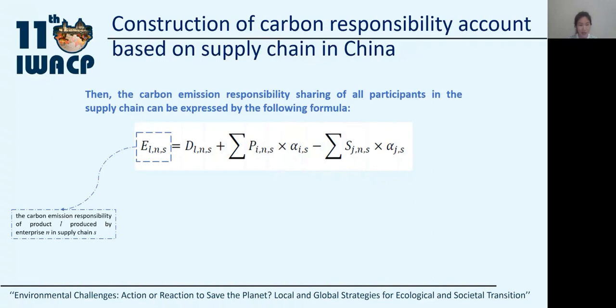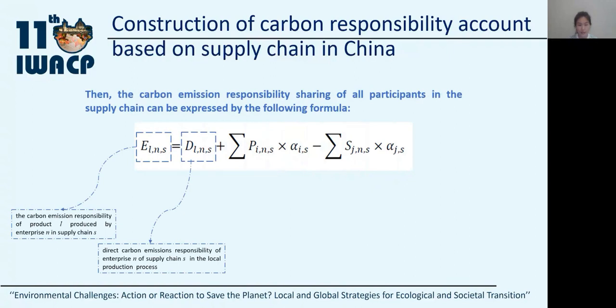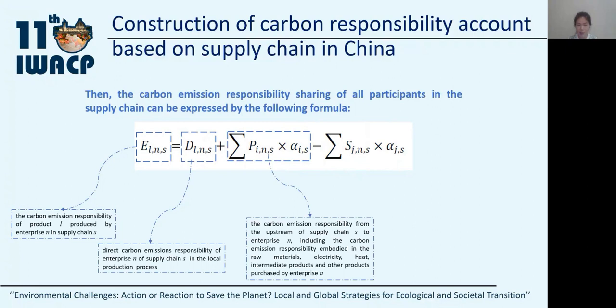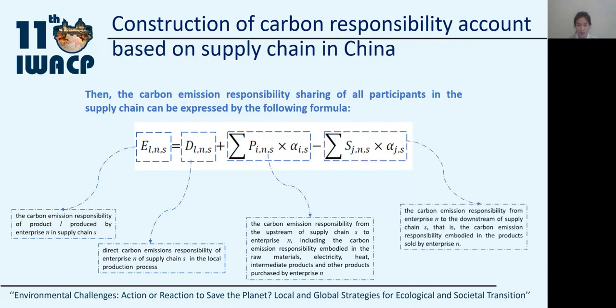That is, the carbon emission responsibility of product L produced by enterprise N in supply chain S is the direct carbon emissions responsibility of enterprise N of supply chain S in the local production process, plus the carbon emission responsibility from the upstream of supply chain S to enterprise N, including the carbon emission responsibility embodied in the raw materials, electricity, heat, intermediate products, and others purchased by enterprise N, and then minus the carbon emission responsibility from enterprise N to the downstream of supply chain S, that is, the carbon emission responsibility embodied in the products sold by enterprise N.